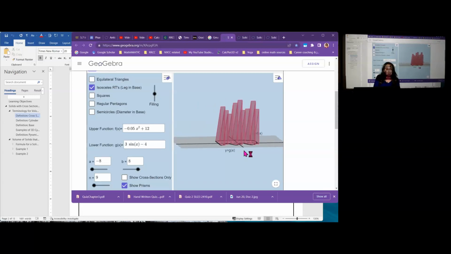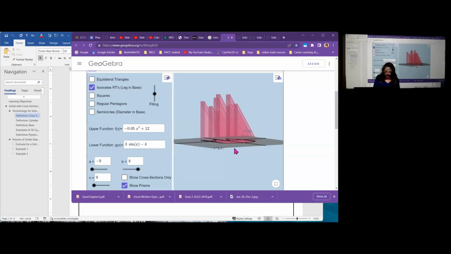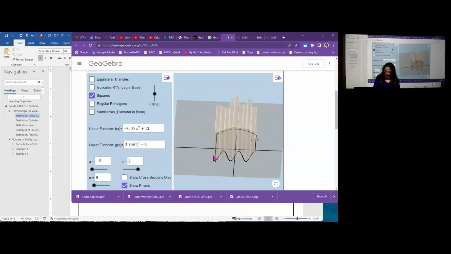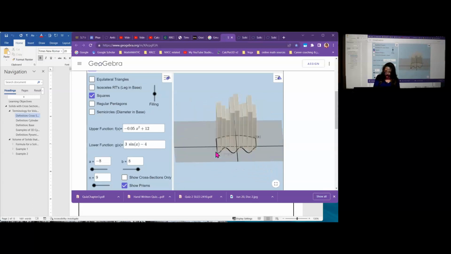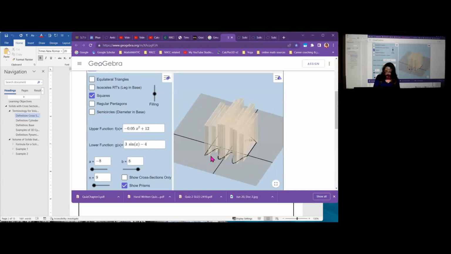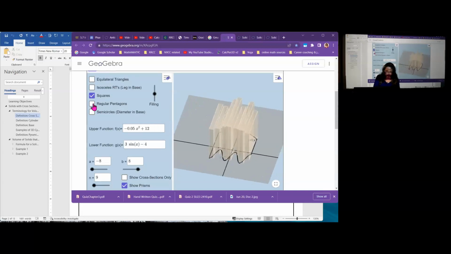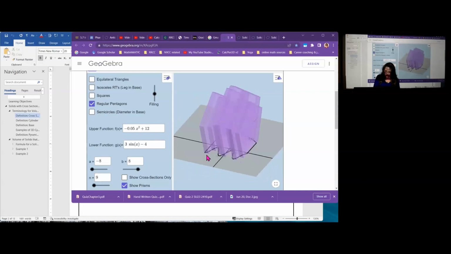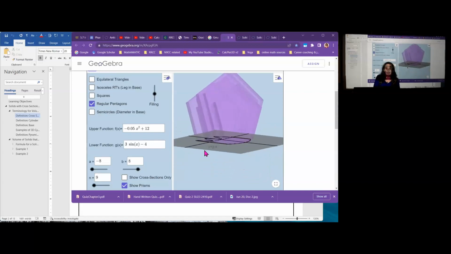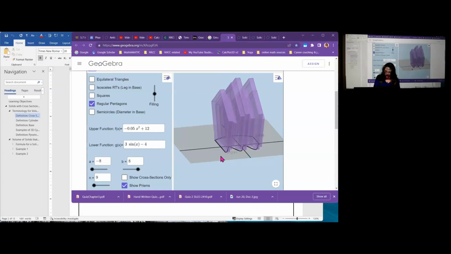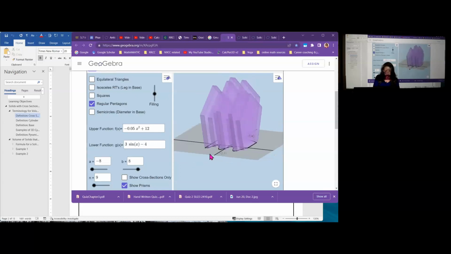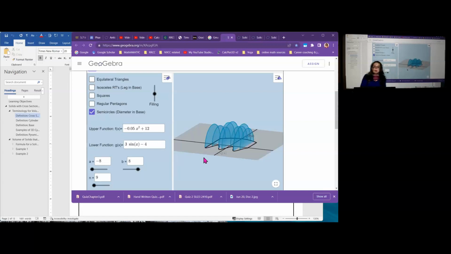It will change the volume of the solid. We can also change it to squares. And again, we get a slightly different volume. We'll get a different solid altogether. We can even do pentagons, which are 5-sided shapes, but we will not work with any of those since the area of a pentagon is more difficult. You can also do semicircles, but GeoGebra has a hard time showing the semicircular slice.